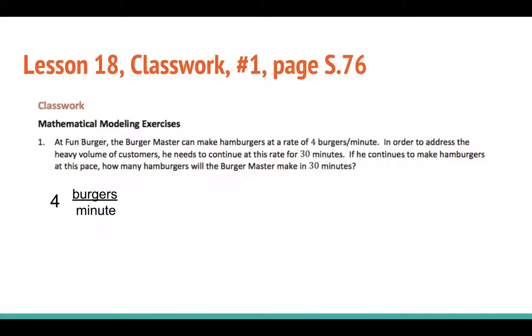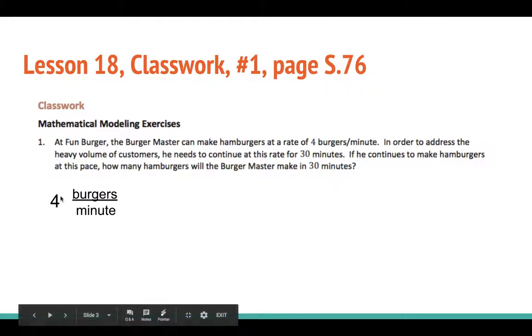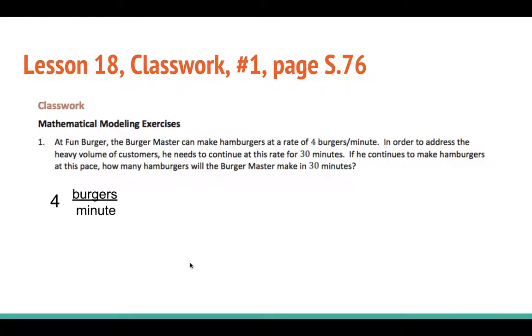At Funburger, the Burger Master, that would be a cool job, can make hamburgers at a rate of 4 burgers per minute. Okay, so we have here 4 burgers per minute. In order to address the heavy volume of customers, he needs to continue at this rate for 30 minutes. If he continues to make hamburgers at this pace, how many hamburgers will the Burger Master make in 30 minutes?